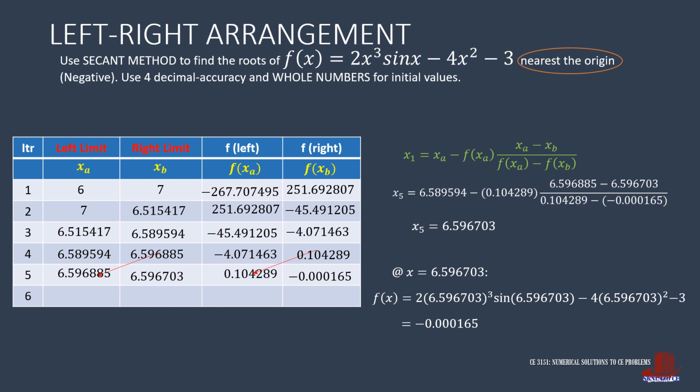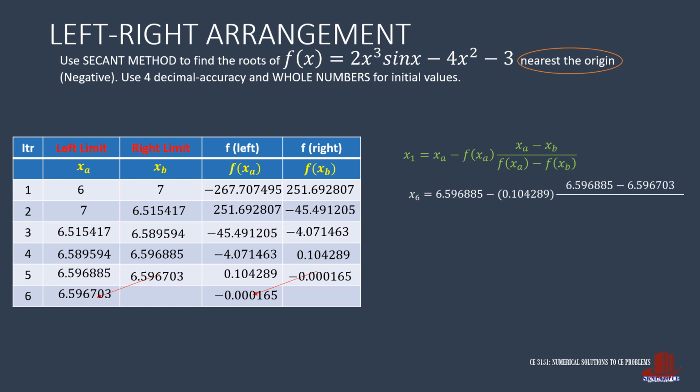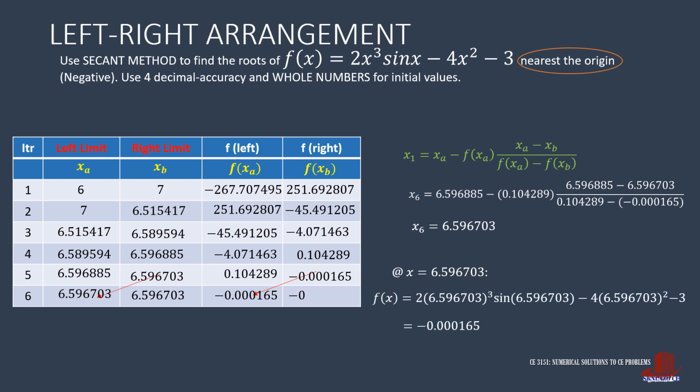But then, let's iterate one more to check if we can have convergence. Again, slide xb and f of xb into xa and f of xa. Then solve for the new xb. Plug in all the parameters from iteration 5 into the secant function to have x6 as 6.596703. This is the exact xa value, so f of x would also be negative 0.000165, which shows that we already reached convergence.